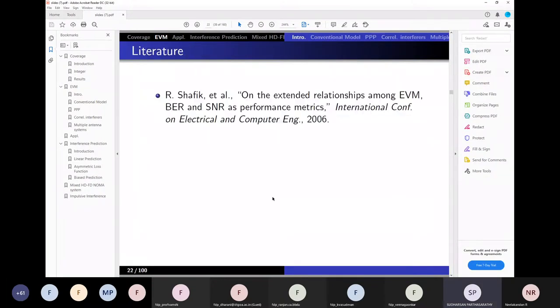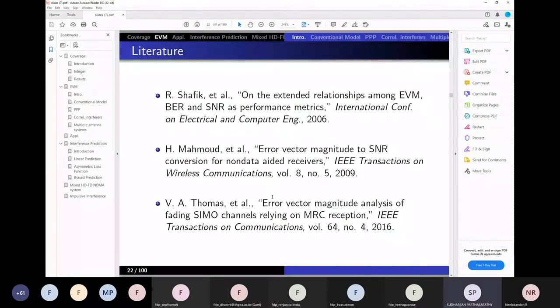Next slide, literature. One of the earliest works in this field was by Shafiq, trying to relate EVM, BER, and SNR. Then by Mahmood, where the relation between EVM and SNR was found for non-data-guided receivers. And in 2016, there was a paper by Thomas, where they derived EVM for MIMO channels which have MRC. But all these works do not consider interference. They are for the plain vanilla model of Y equals XH plus N, so there's no interference considered. In our work, we are trying to consider interference.